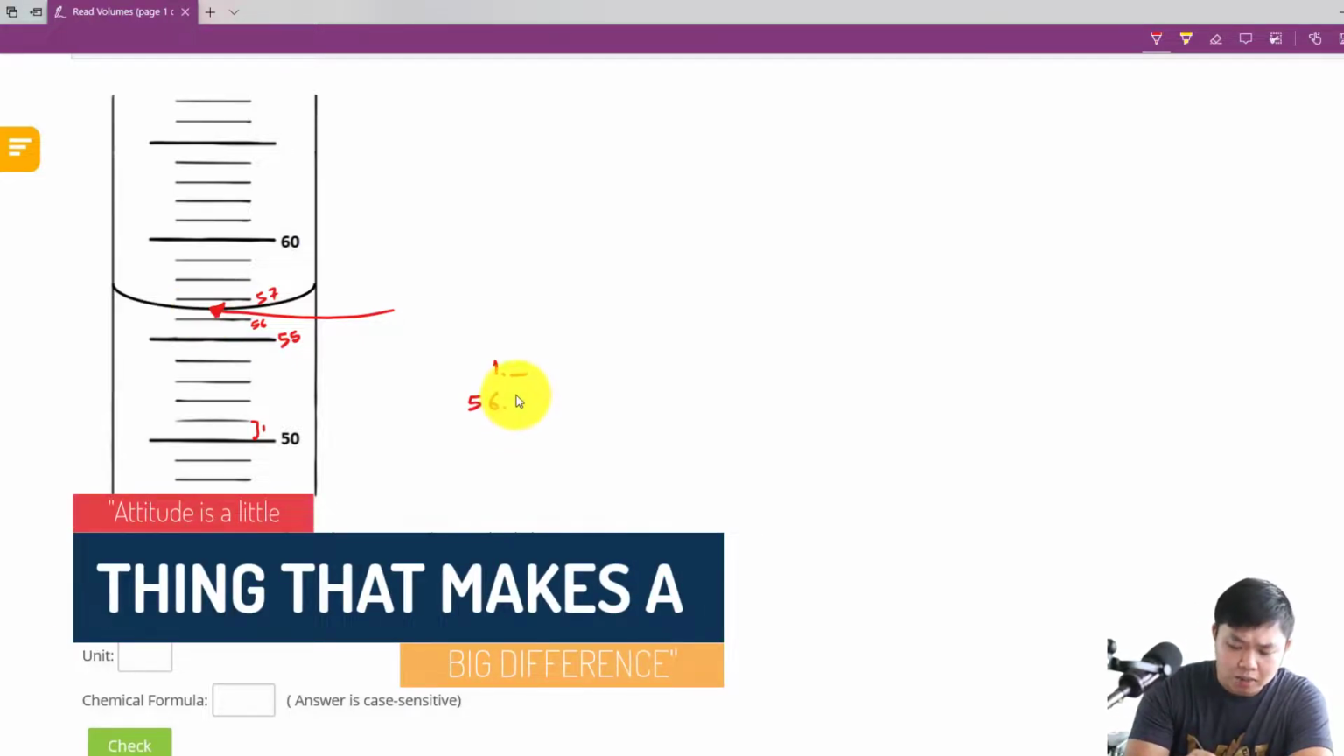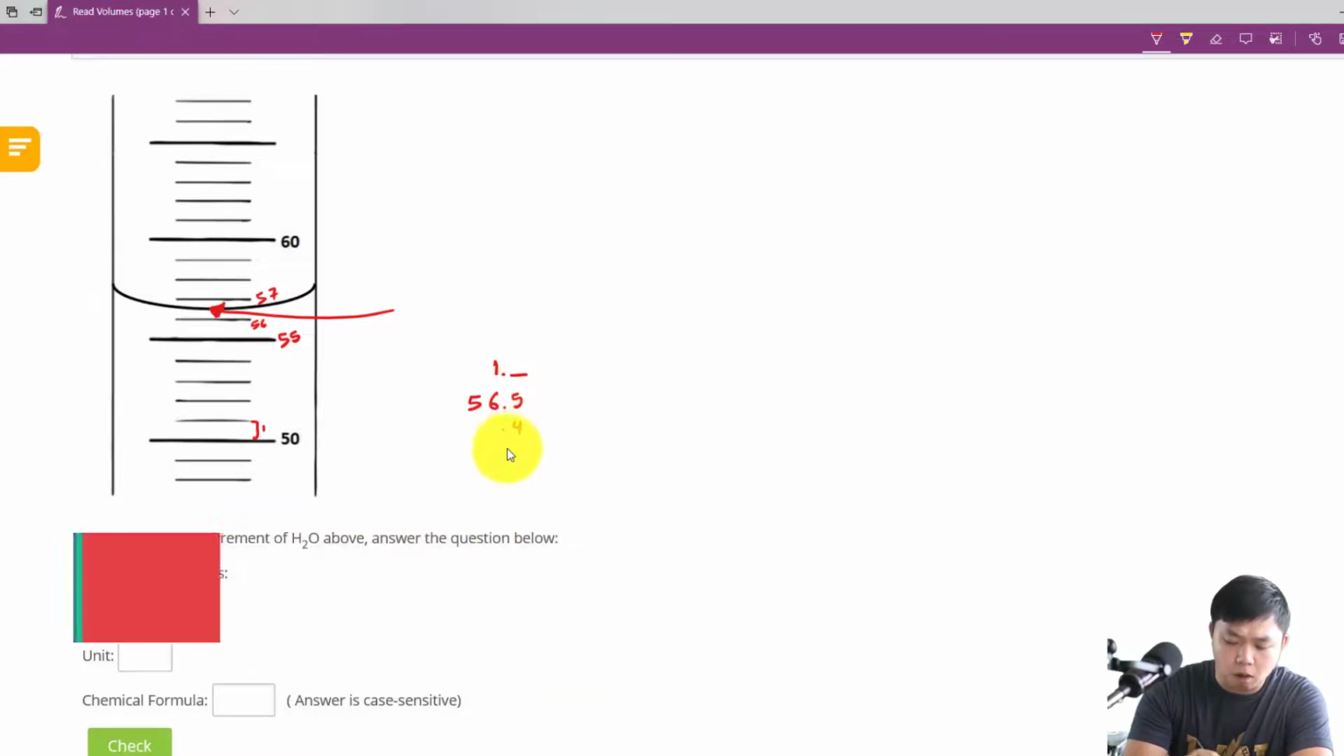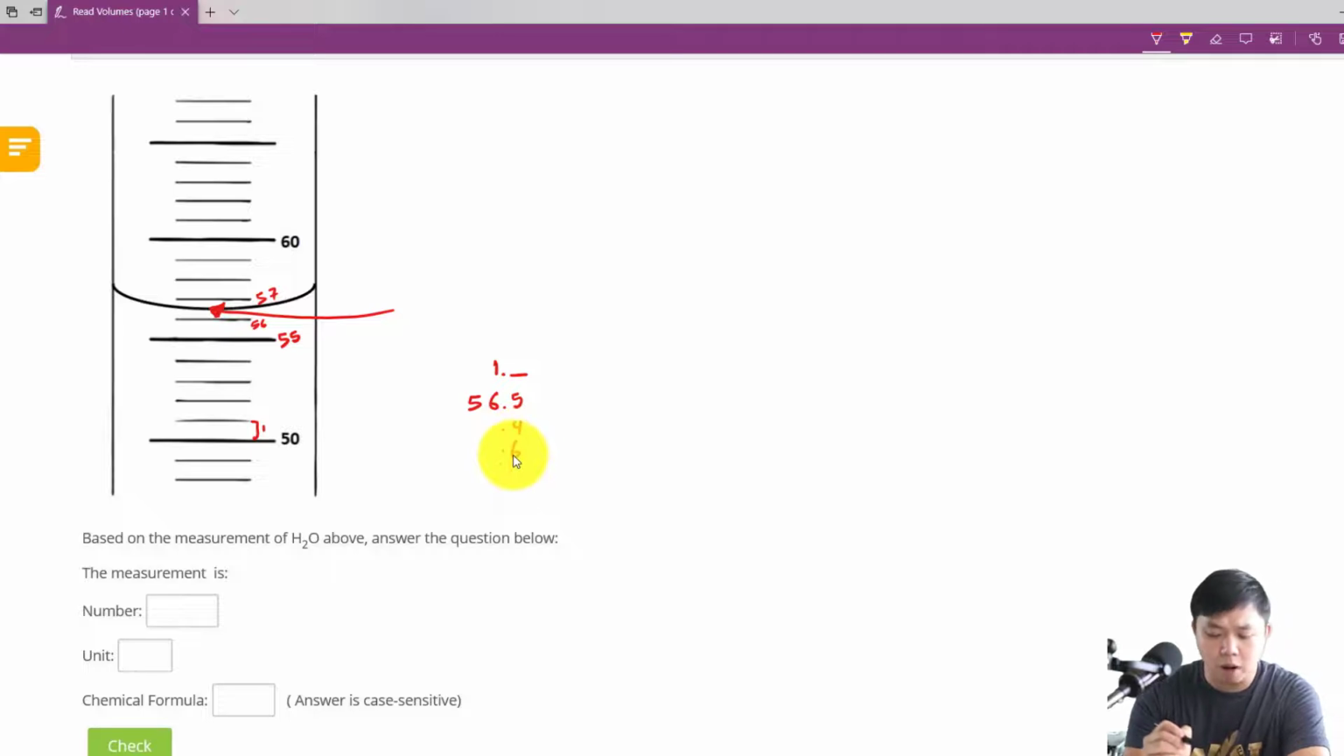So in this case, the best bet is 56.5, or you can have 56.4, 56.6 if you want to. All of those are correct answers. But you cannot say 56.0. No, because we have to end where we estimated, which is right here. Okay? You can only estimate one more digit to what's given to you.